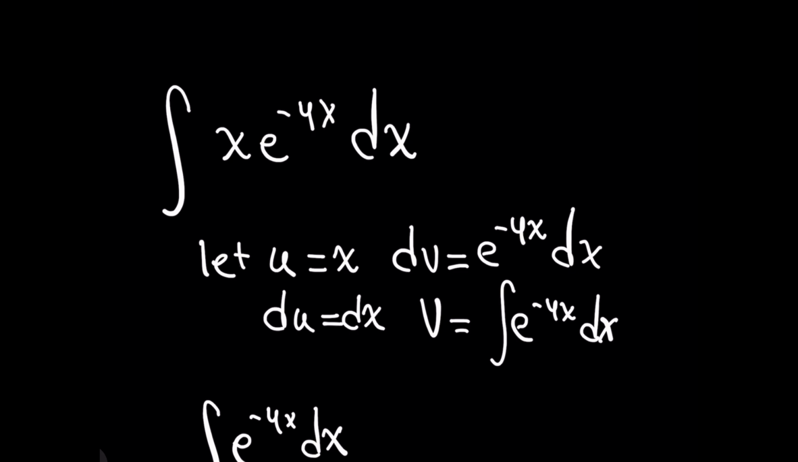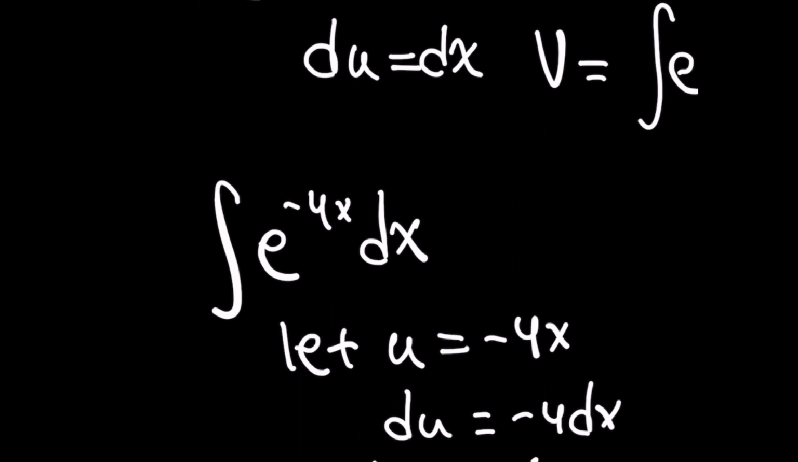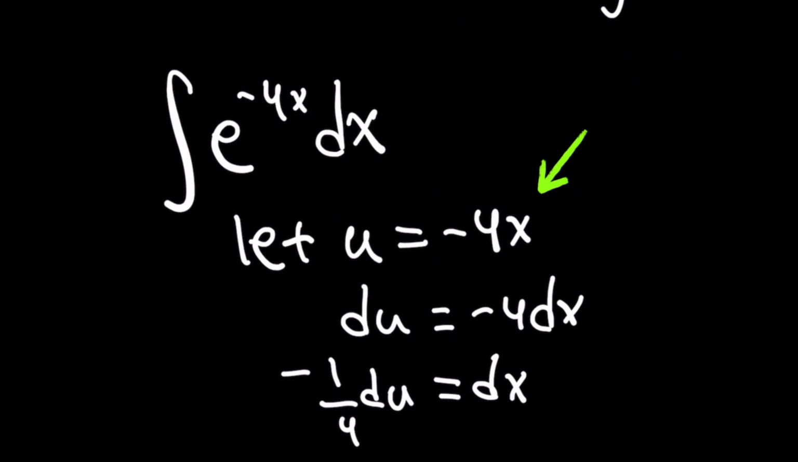But otherwise, let's talk about how you would integrate this e to the negative 4x dx term. For something like this, I like to use the u substitution method. And I've got another video for that as well for a refresher. But you take the power of e here, and you can set it to this variable u, where u will be equal to negative 4x. And then taking the derivatives of both sides, you'll get du equals negative 4 dx.